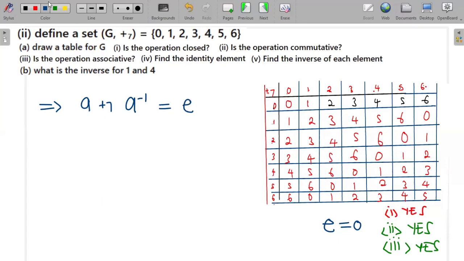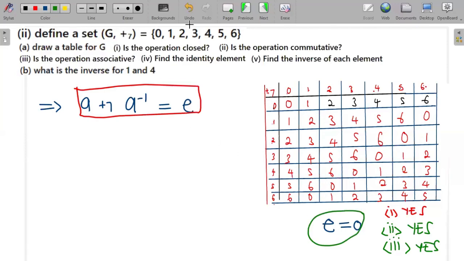Okay, so that is the equation that we are going to be using in order to find the inverses of each element. So now here we perfectly know the identity element because we found it there. Okay, we know the identity element there. So the identity element is 0.